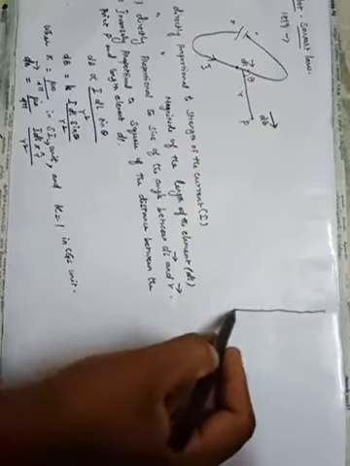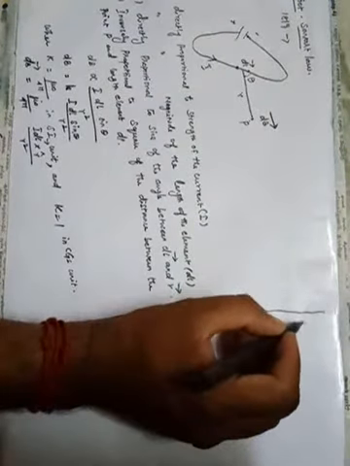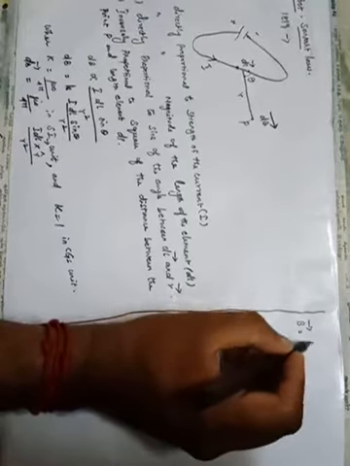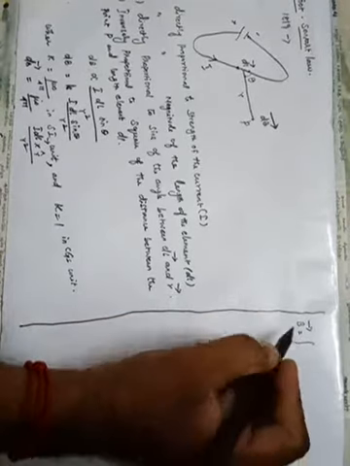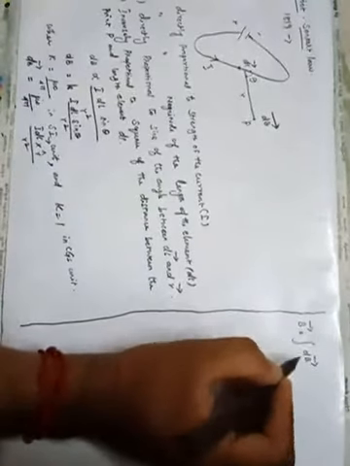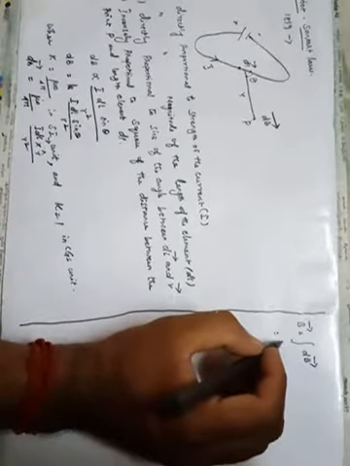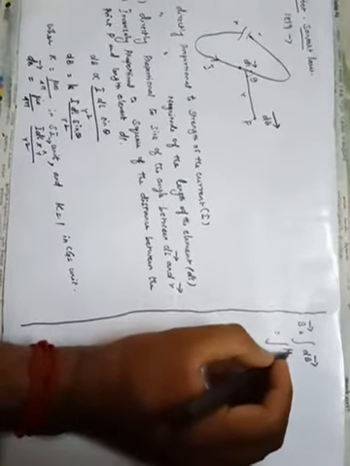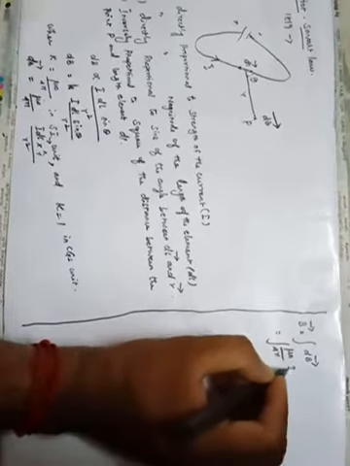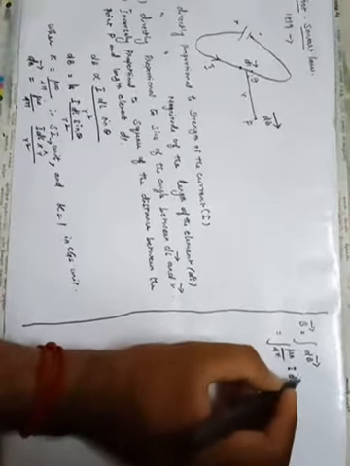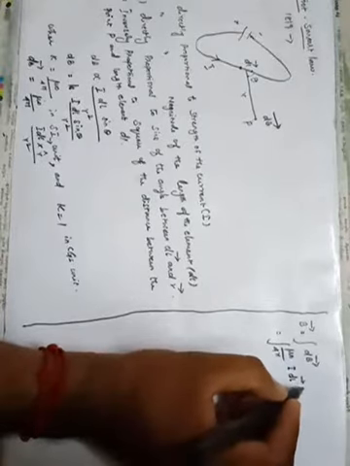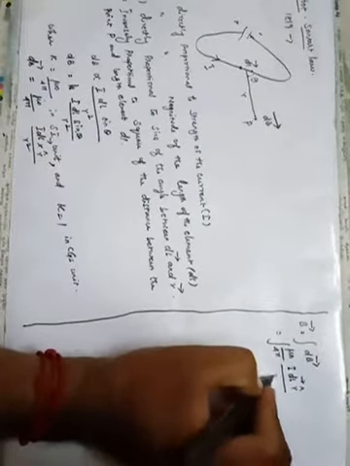From this dB vector, we can calculate the value of the total magnetic field at the point P. The total magnetic field B vector is calculated by integrating the dB vector. You already know the value of the dB vector, so substituting into this equation, we can write the integral of mu naught divided by 4 pi I dl vector cross r cap divided by r square.